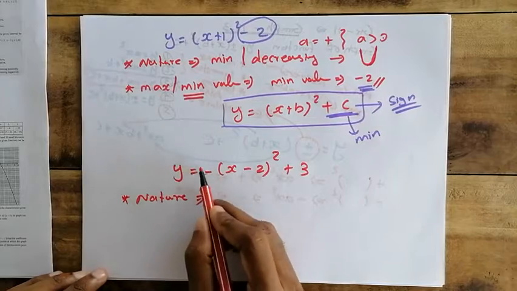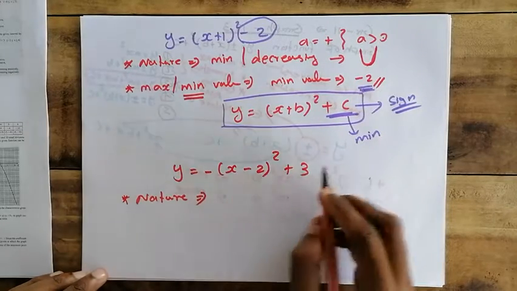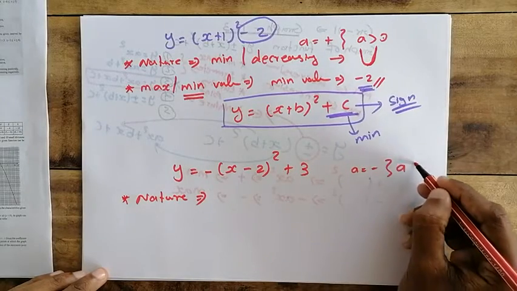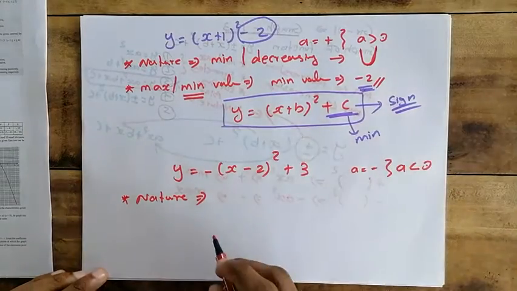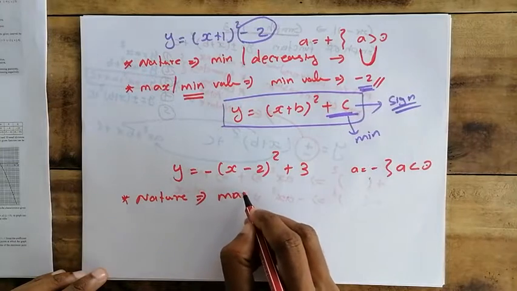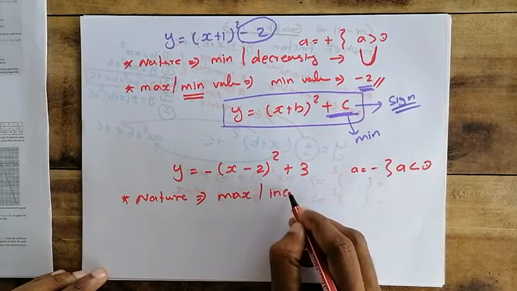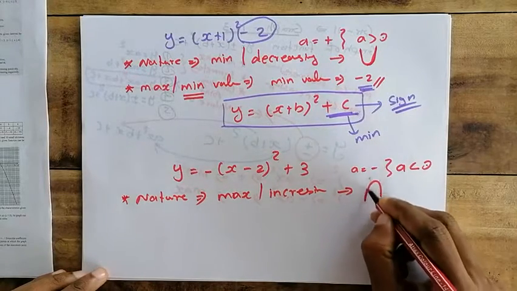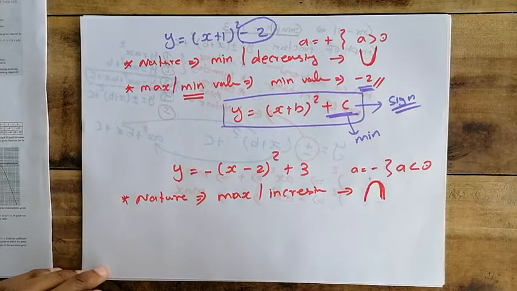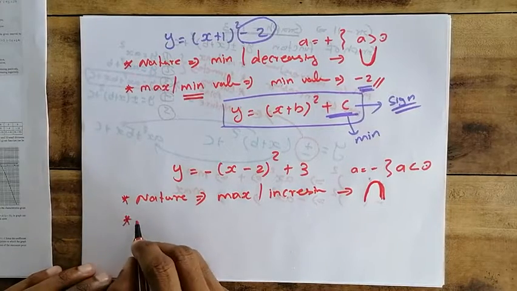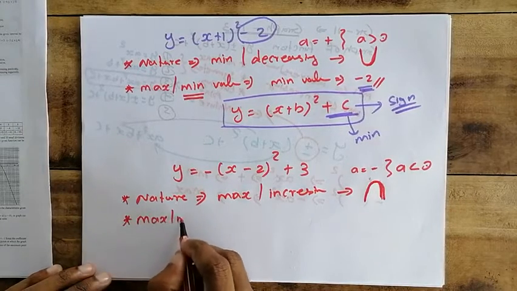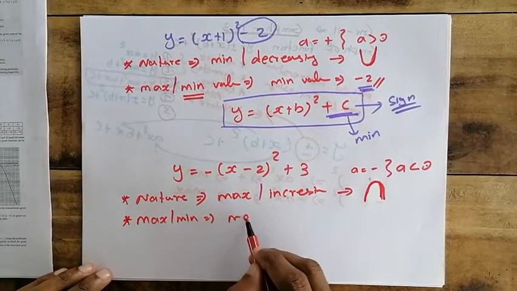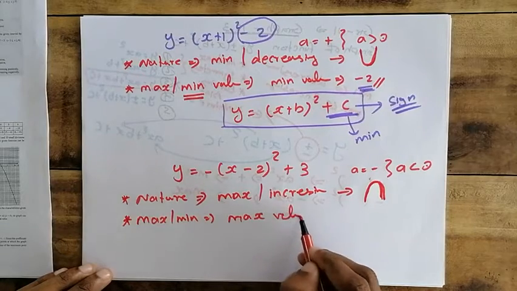The sign of the binomial is negative. So when you expand it, a is negative. Or in other words, a is less than 0. When a is less than 0, it's a maximum graph. It's like an n shape. Is that correct? Okay. What is the second point here? We can say the maximum or minimum value. The graph is a maximum graph, so it has a maximum value.